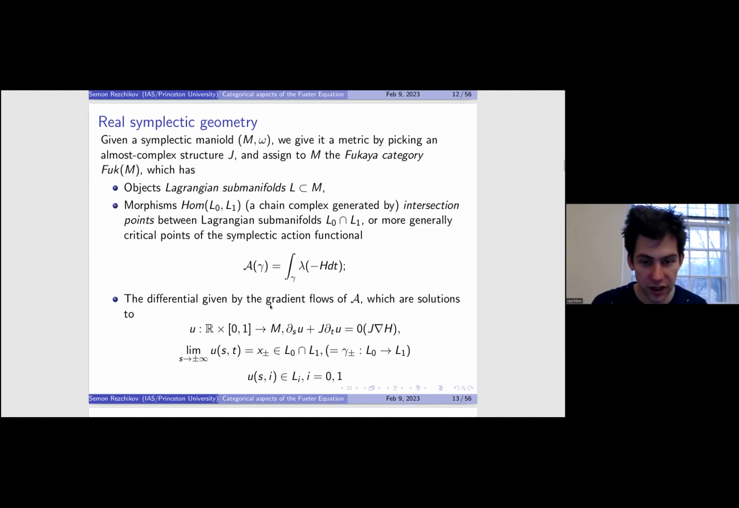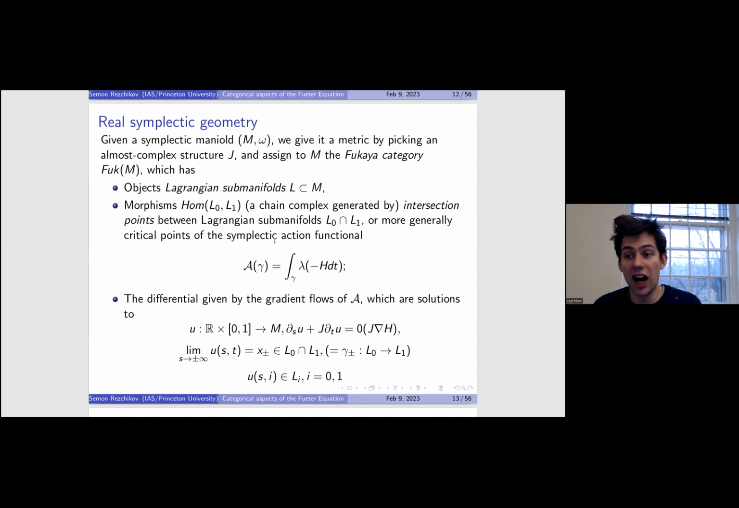So now let's try to think about complexifying symplectic geometry. If you have a symplectic manifold, then what we usually do is we give it a metric by picking a compatible almost complex structure J. We assign to the symplectic manifold the Fukaya category. I've mentioned this before a couple of times, but this is some category which has objects, Lagrangians of the manifold, and morphisms, the Morse theories of these symplectic action functionals, which are these things written in the middle. So these are some function on the space of paths between the two Lagrangians.